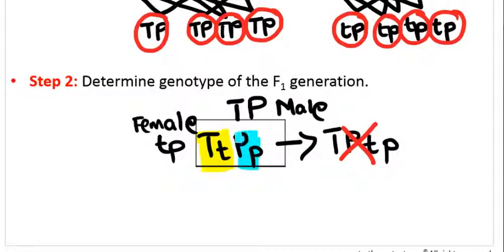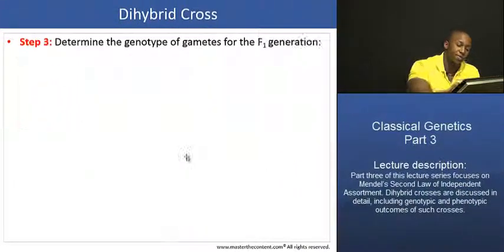So as you can see, the two alleles that determine height, tallness, are kept together, and the alleles that determine flower color are also kept together in that notation. So the genotype of the F1 generation ends up being that. Okay, so that is the genotype of the F1 generation.